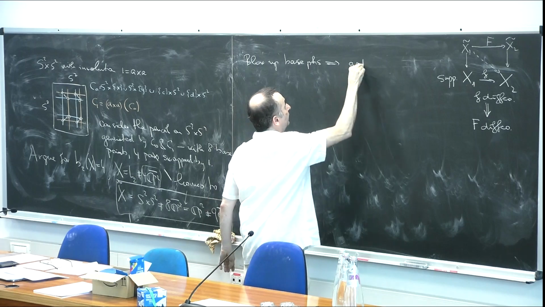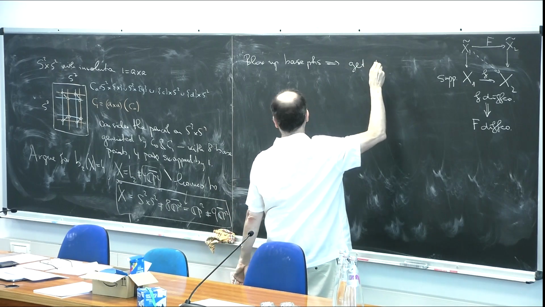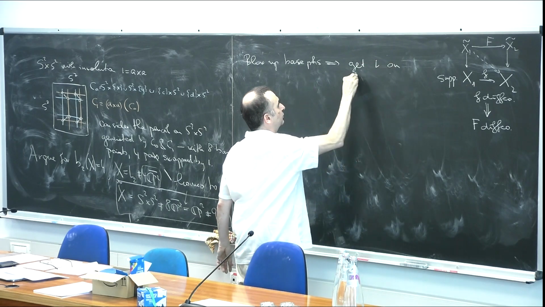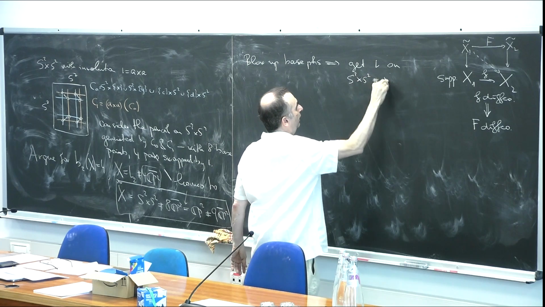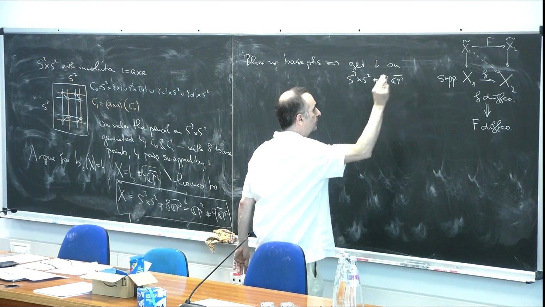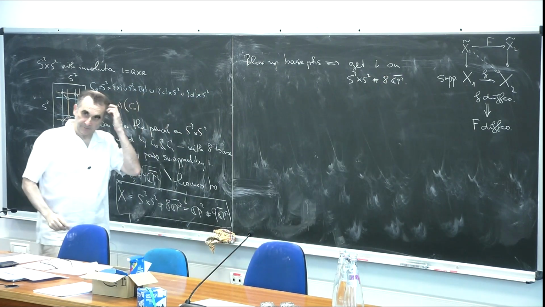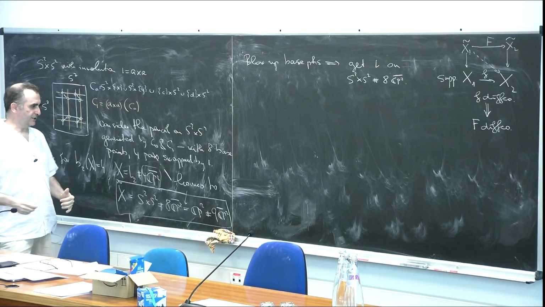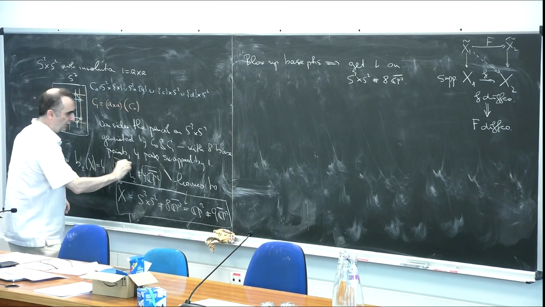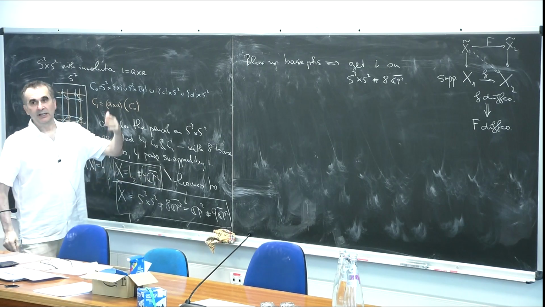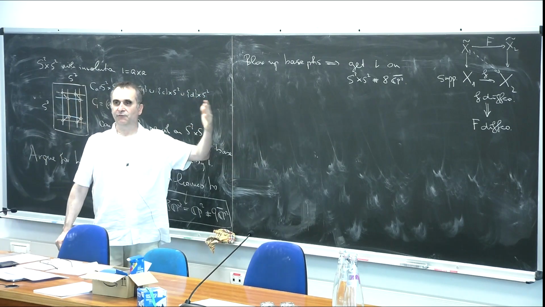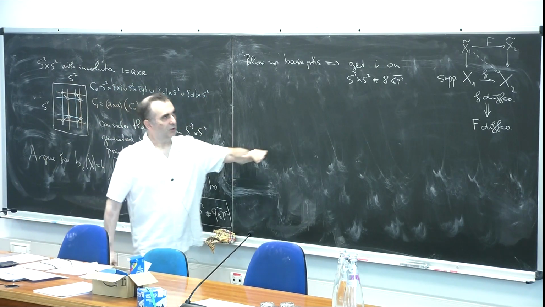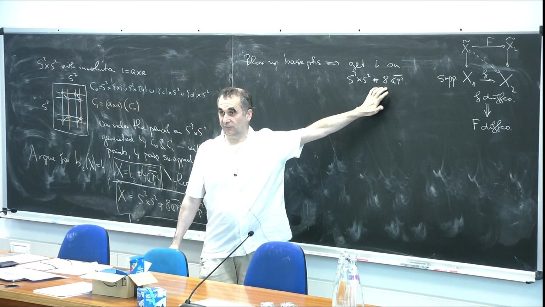Then we get an iota, the same letter, on S2 cross S2 blown up in 8 points. Okay. Of course, if I take the quotient, then I will just get back my target manifold. So this is, again, an orientation preserving free Z2 action on that particular smooth 4 manifold, right?